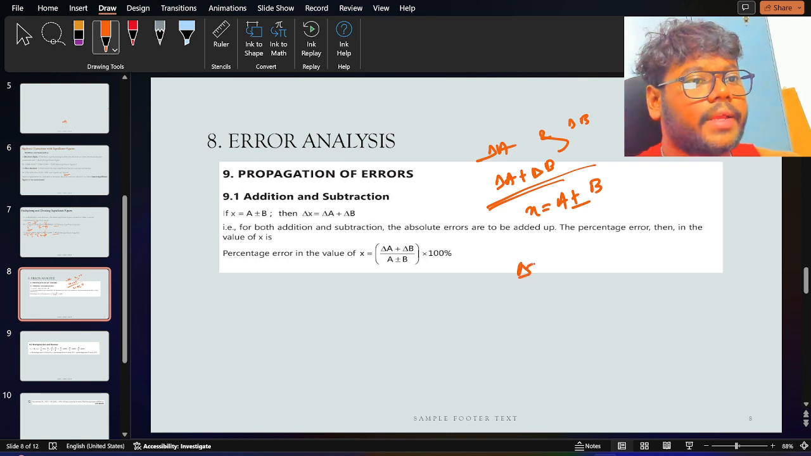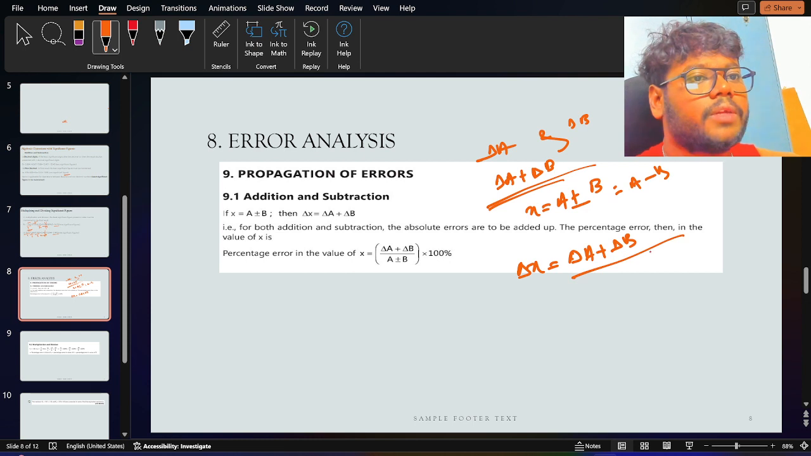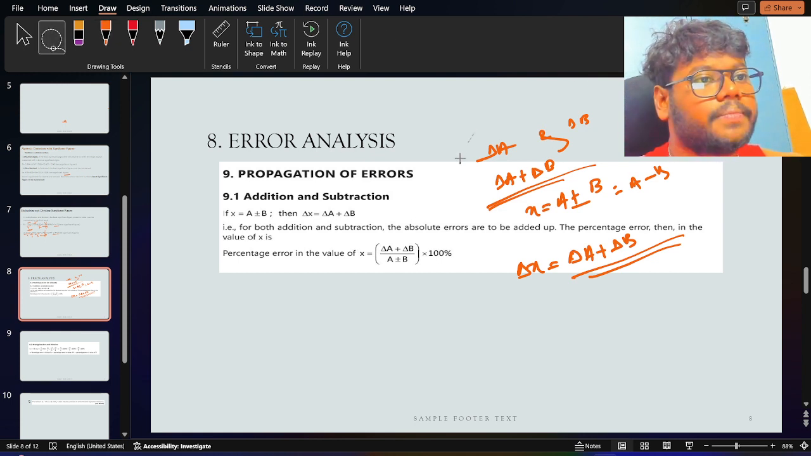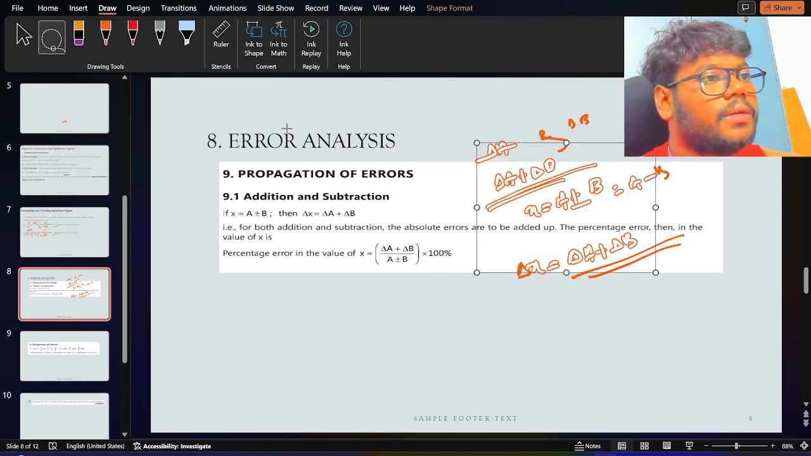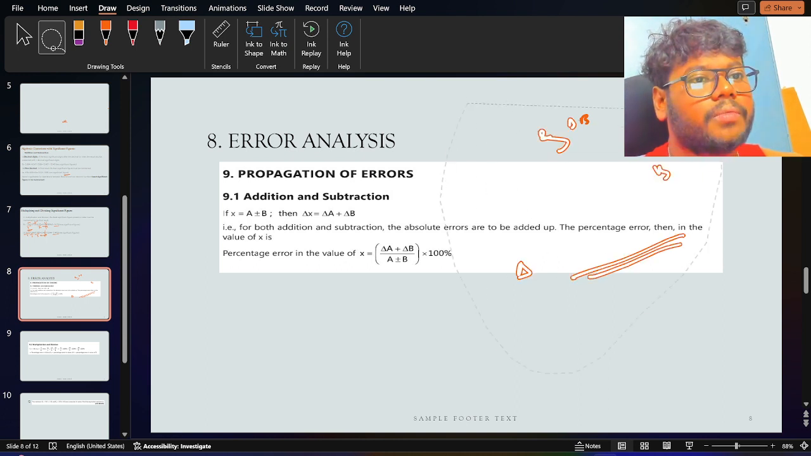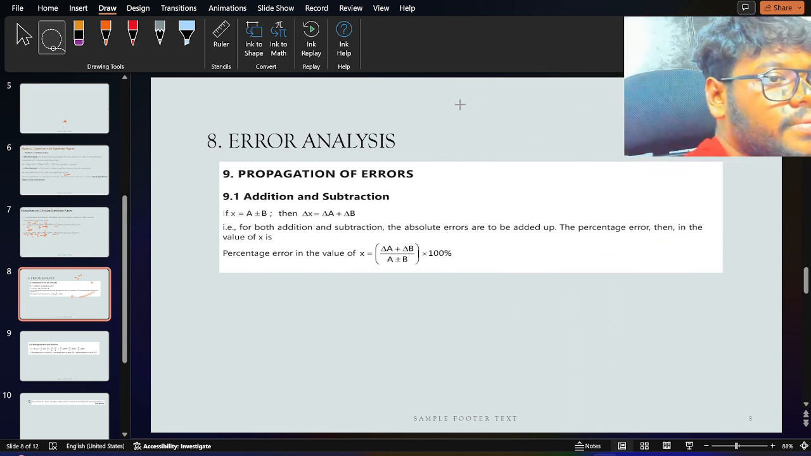So delta x would be delta A plus delta B. Notice that there is no minus sign here. Even if our x is represented as A minus B, we have the cumulative error as delta A plus delta B. This point needs to be noted here. Now we'll see how to perform the error calculations for the other formulations.